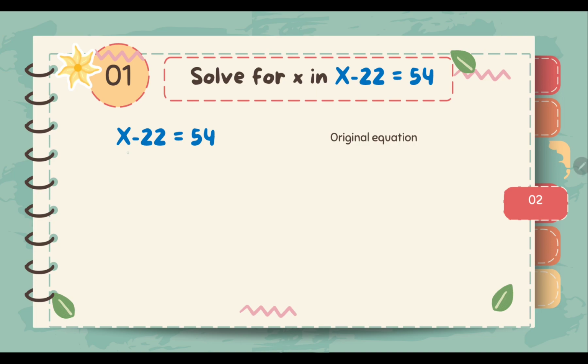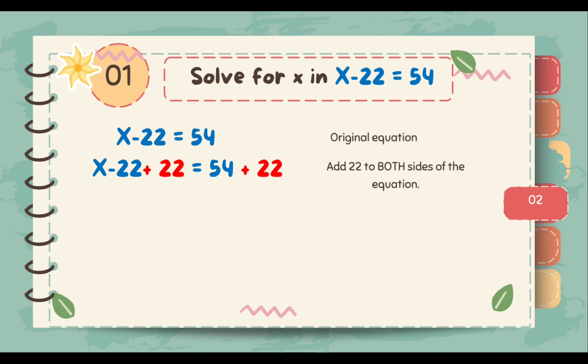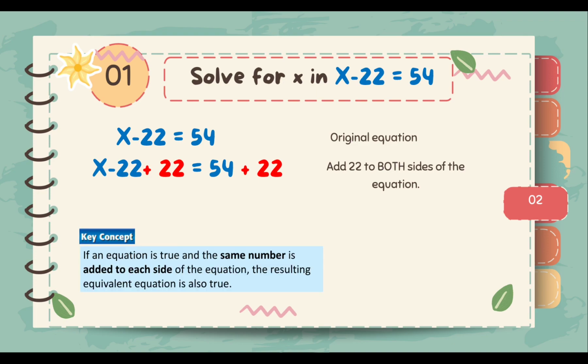On the left side, we have x minus 22. So how do we do the segregation? We add 22 to both sides of the equation. We have x minus 22 plus 22 is equal to 54 plus 22. Why can we do that? We are applying the key concept: if an equation is true and the same number is added to each side of the equation, the resulting equivalent equation is also true. In symbols, this is actually the addition property of equality, or the APE.